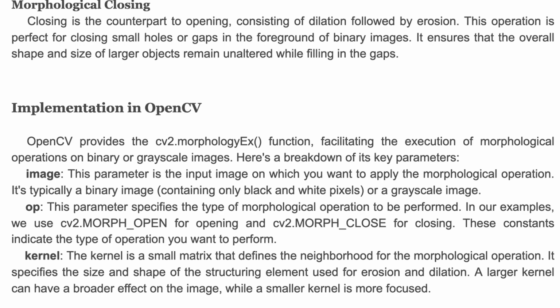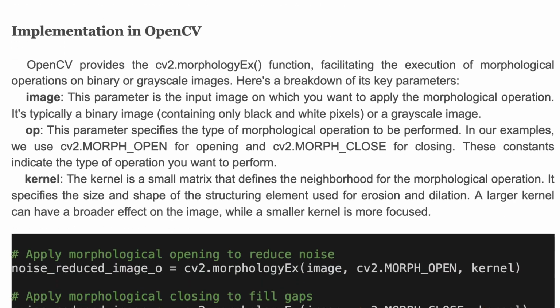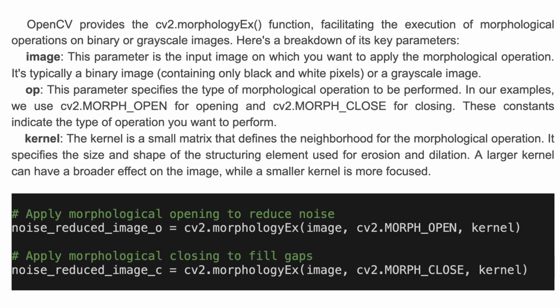In our example, we can use the MORPH_OPEN and MORPH_CLOSE constants that indicate the type of operation we want to perform. Then the kernel, a matrix that defines the neighborhood of the morphological operation. It specifies the size and shape of the structuring element used for erosion and dilation. This is an example of how to implement morphological opening and closing operations with the OpenCV morphologyEx function.